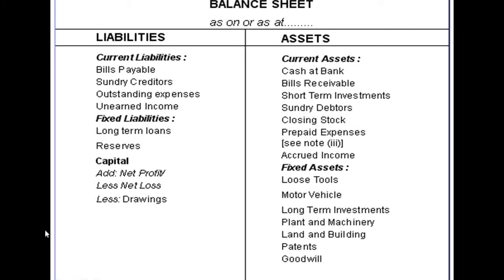In fixed assets, the assets are divided into two types. One is tangible assets and the other one is intangible assets. Tangible assets means the assets which can be seen, touched and have volume, such as machinery, land and building, furniture, etc. Intangible assets do not have any physical existence. Goodwill, patents, trademarks and copyrights are examples of intangible assets.